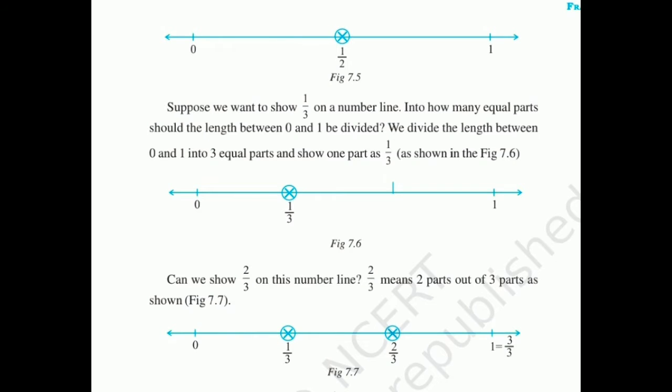Suppose we want to show 1 by 3 on a number line. Into how many equal parts should the length between 0 and 1 be divided? We divide the length between 0 and 1 into 3 equal parts. As we can see, the denominator is 3, so we will be dividing the number line into 3 parts. Now you can see which one is 1 by 3. Now can we show 2 by 3 on this number line? Yes, 2 by 3 means 2 parts out of 3 parts, which is shown in 7.7.